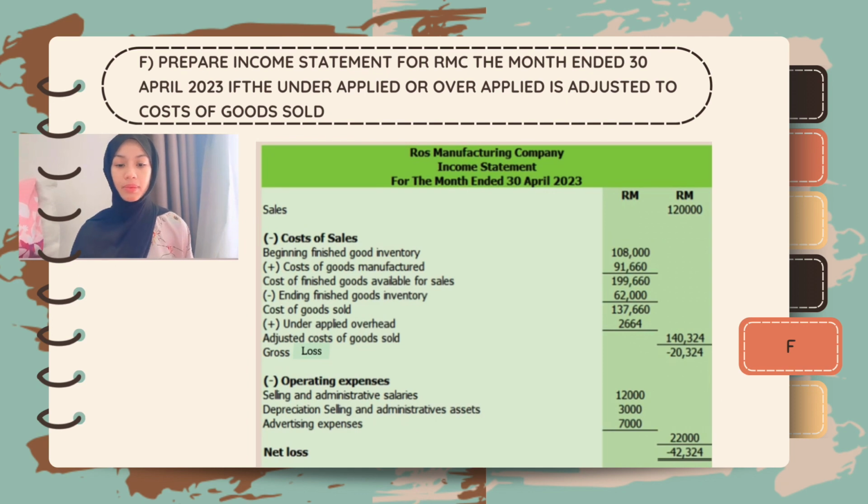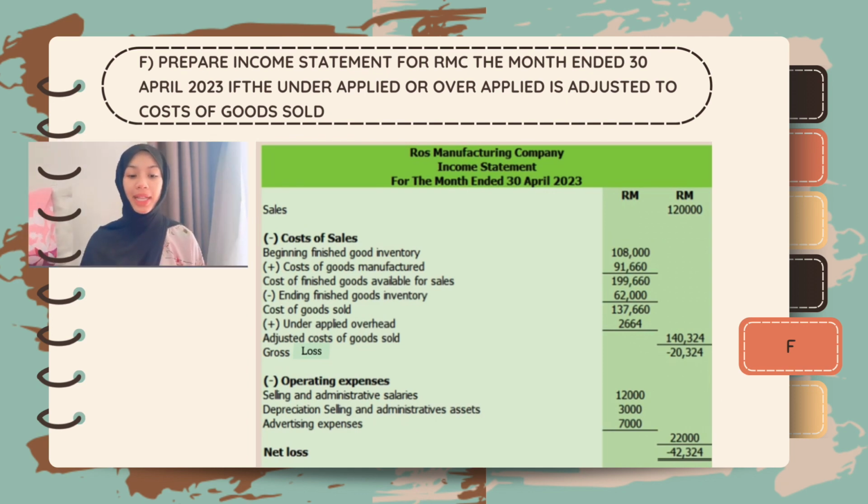20,324. Next, minus the operating expenses that consist of selling and administrative salary RM 12,000, depreciation of selling and administrative assets RM 3,000, and advertising expenses RM 7,000. So the total of operating expenses is 22,000. Rose Manufacturing Company has a net loss of RM 42,324 for the month ended 30 April 2023.